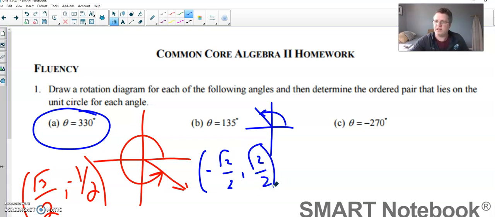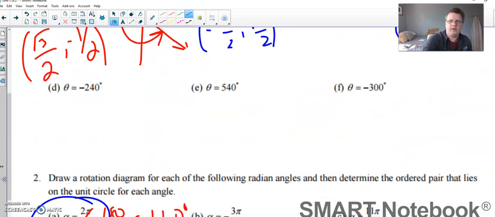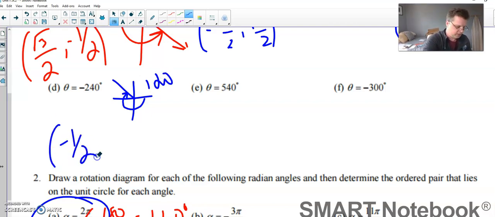Okay, now negative 270. Okay, if you draw the rotational diagram, it's like this. Okay, but the coterminal angle between 0 and 360, because that's what you need, is 90 degrees. Okay, so when you look at 90 degrees, it's 0, 1. Okay, the next one's negative 240. So negative 240 like that, okay, is the same as 120. So you look at 120 and you have negative 1/2, root 3 over 2.